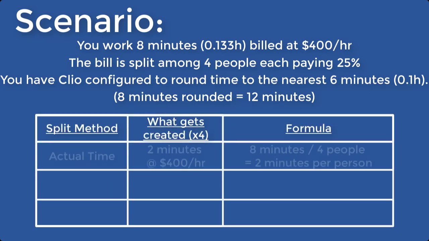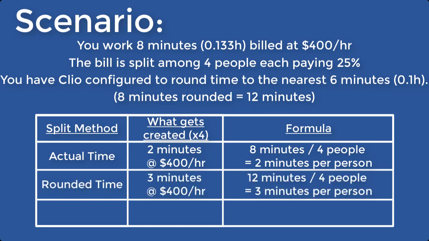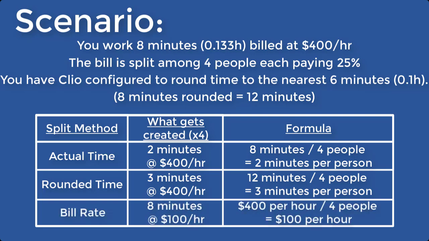If you use actual time, 8 minutes will be divided by 4 and each client will have a 2-minute time entry created for them at $400 per hour. If you use rounded time, 12 minutes will be divided by 4 and each client will have a 3-minute time entry created for them at $400 per hour. And if you use bill rate, the $400 an hour bill rate will be divided by 4 and each client will have an 8-minute time entry created for them at $100 per hour.